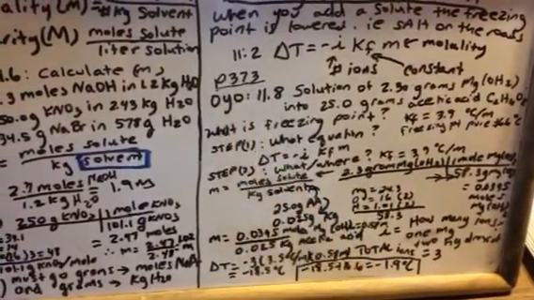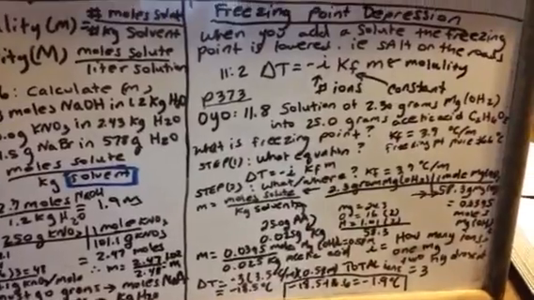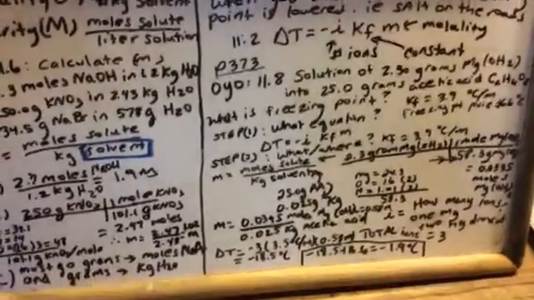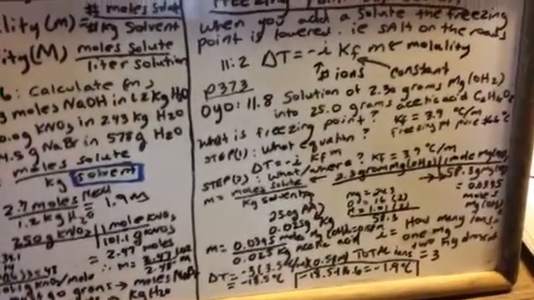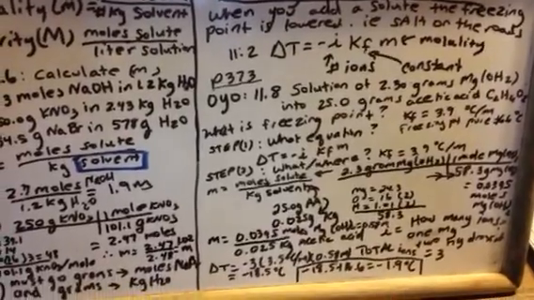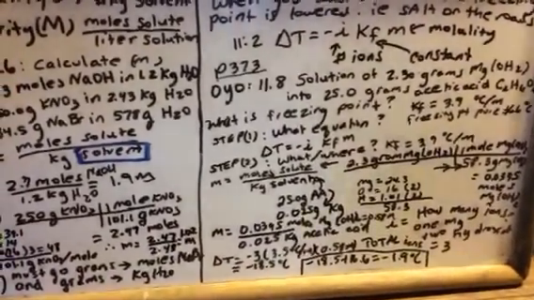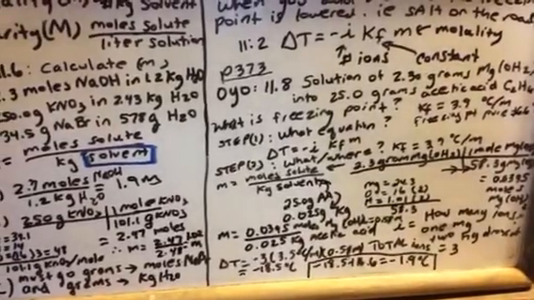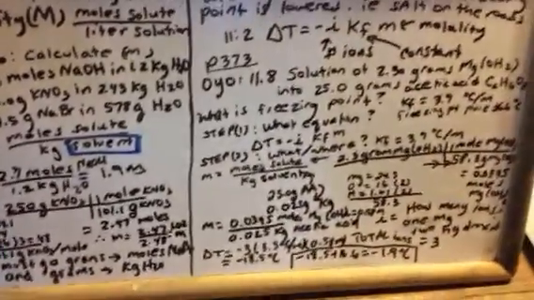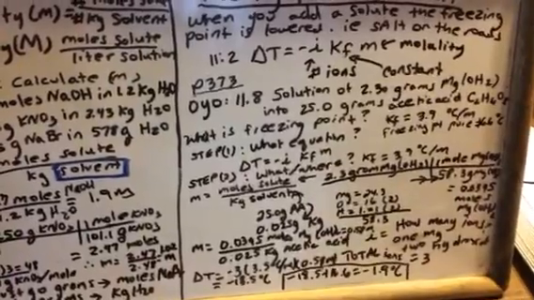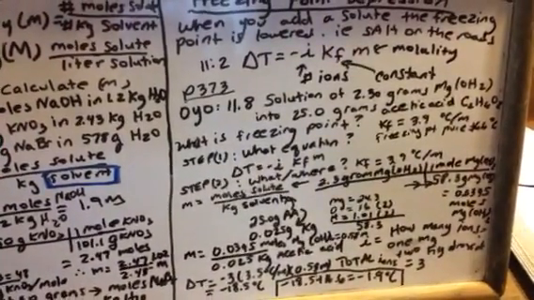Let's look at page 373, on your own 11.8. Now, before you look at that, I'd like you to take a look at example 11.3. That's on page 371. Go ahead and read through that and make sure that you understand that. There are several examples of calculating that freezing point. And then I want you to look at example 11.8 on your own. And here's what it says.